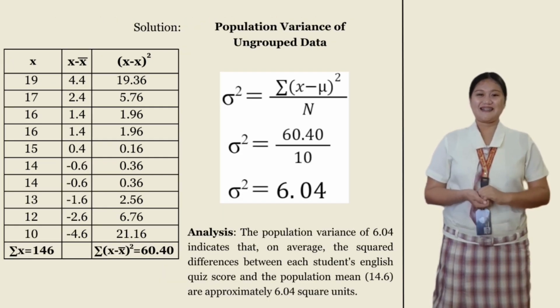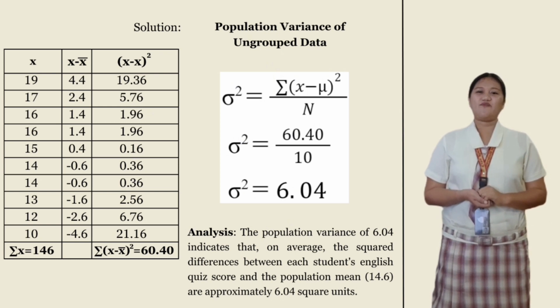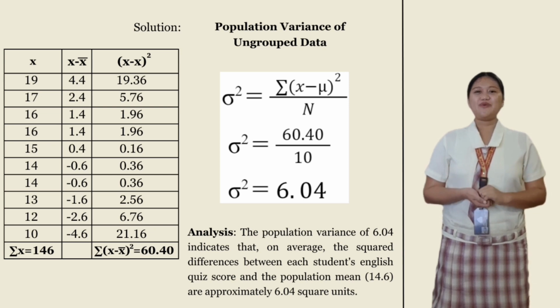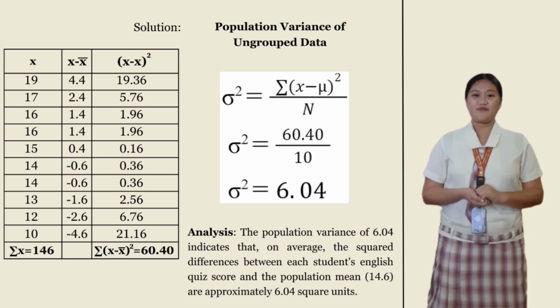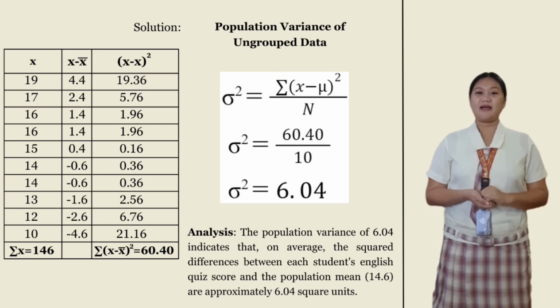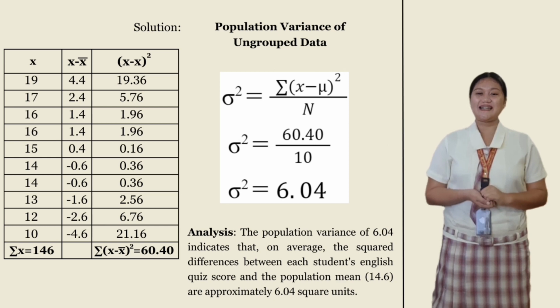So for the last step, let's solve the variance and the standard deviation for the ungrouped data. Let's solve first the population variance. Population variance is equal to the summation of the square differences between each data score and the population mean divided by the total number of the data scores in the population. So we have here 60.40 for the square difference between each score and the population mean. And we also have 10 for the total number of the scores. So 60.40 divided by 10 is equal to 6.04. So the population variance of the scores of 10 students in an English quiz is 6.04.